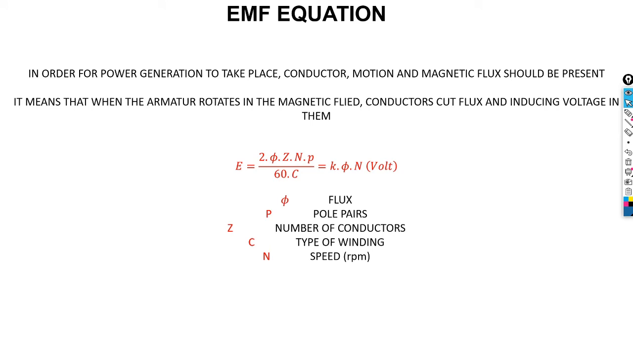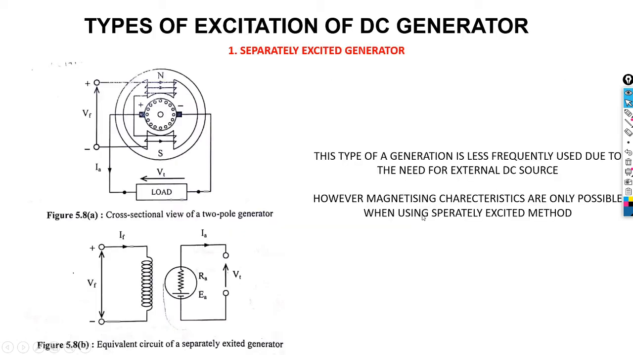So as I say, we have a flux. P is the pole pair, Z is the number of conductors, and C is the type of winding, as well as N, the speed, which is rotations per minute. The speed can change, the flux can change. And therefore you have the types of excitation of our DC generator.